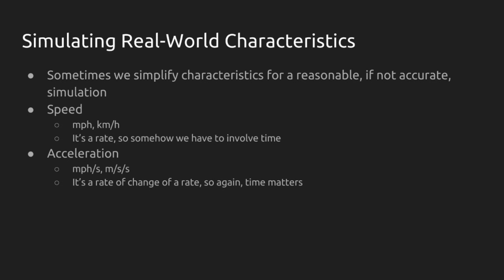So for speed, we're going to talk about miles per hour, and sometimes we're going to convert that to miles per second, or kilometers an hour, kilometers a second, if you use the metric system like a reasonable country. Now, miles per hour, speed is a rate, so we know we have to involve time in this consideration. Acceleration, similarly, is a rate of a rate. So it's a rate of change of speed, right? So we describe acceleration as how many miles per hour per second has changed, or meters per second, or kilometers per hour. How much it's changed. So again, time matters, and we haven't really figured out a way to simulate time yet.